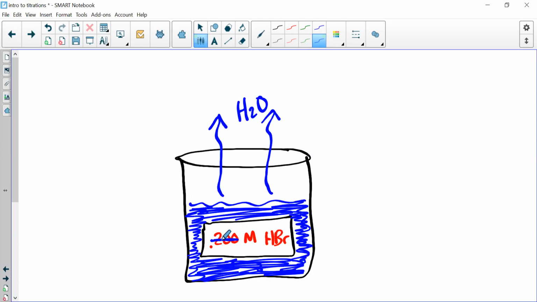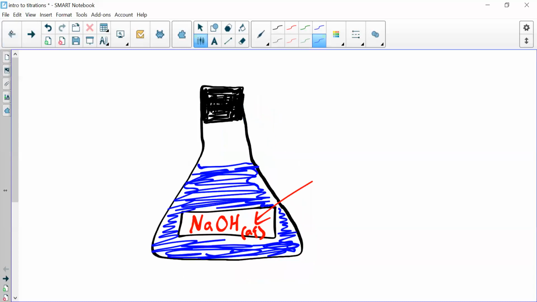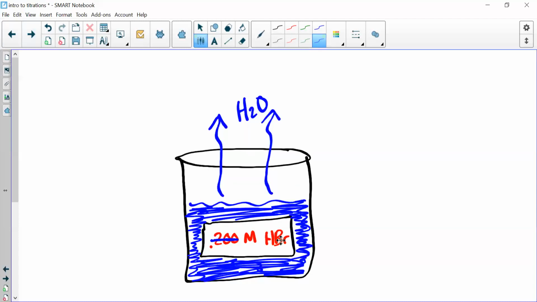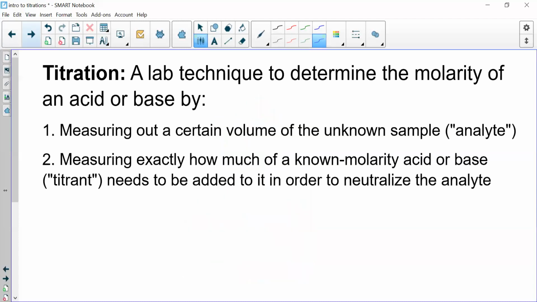So we can perform a titration to identify the molarity of an acid or a base. The basic idea is if you have a base you're trying to find the molarity of, you're going to add an acid to it. If you have an acid that you're trying to find the molarity of, you're going to add a base to it. And here's the basics of how this works. No pun intended on basics.